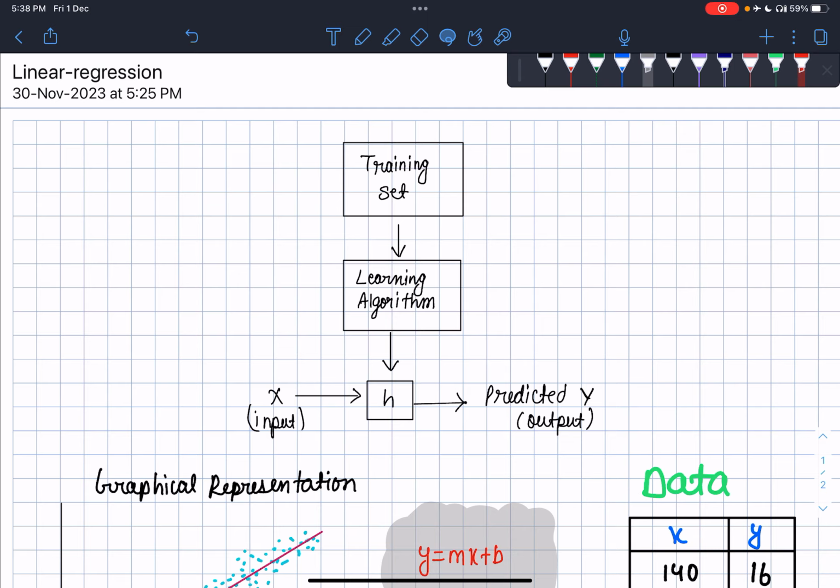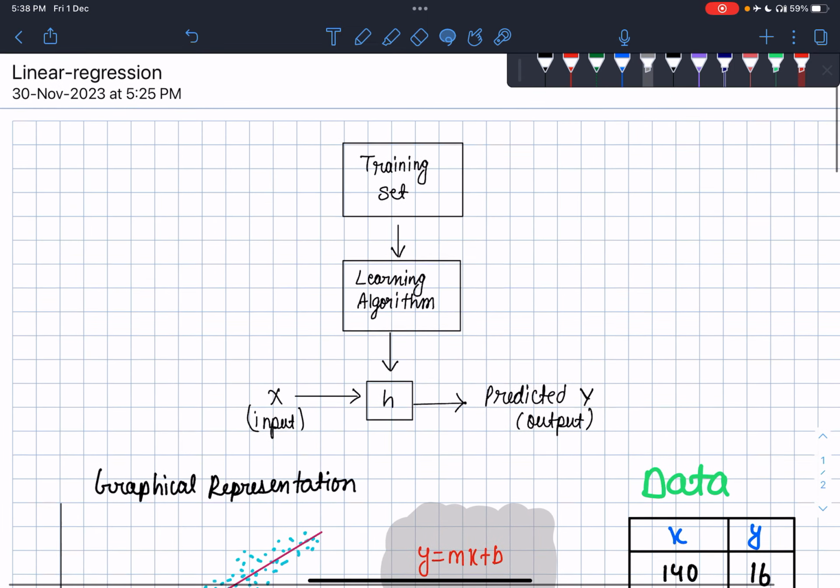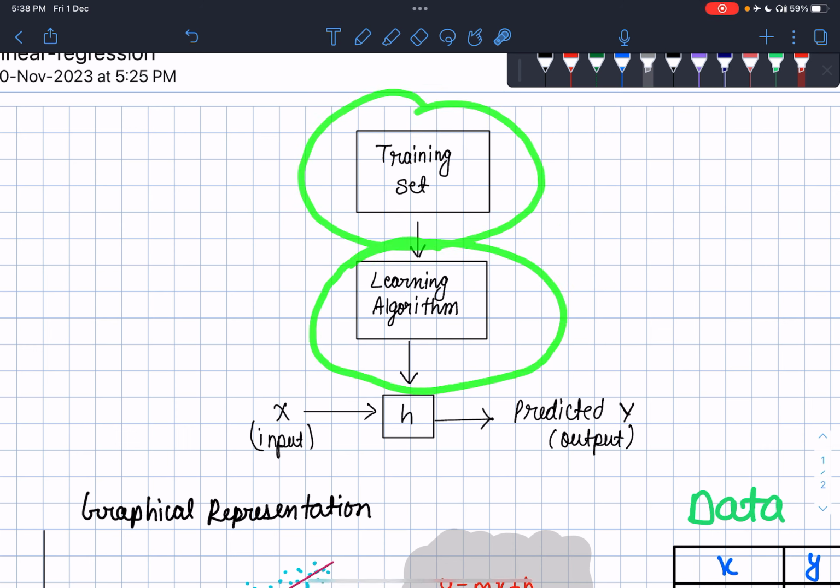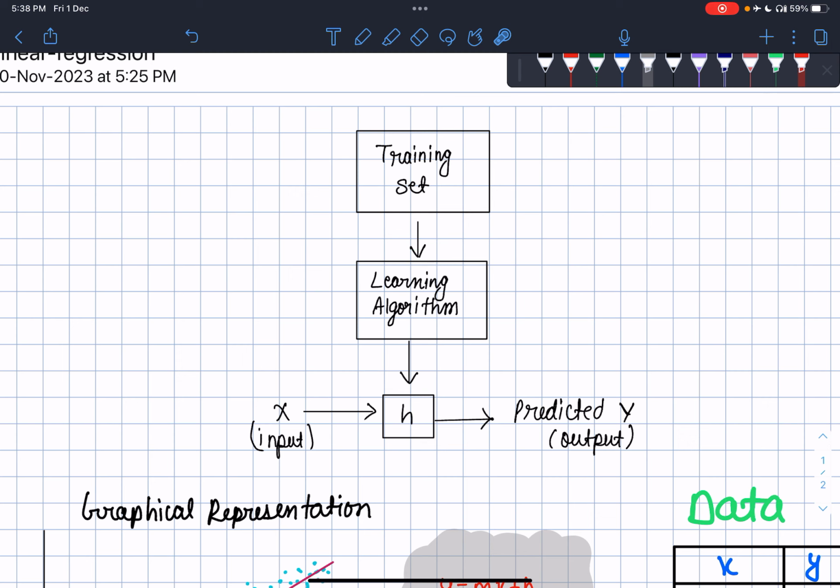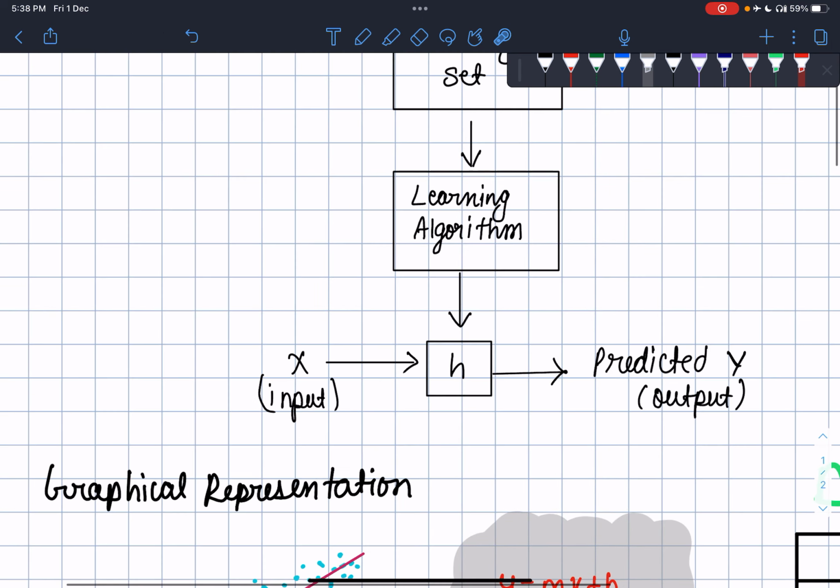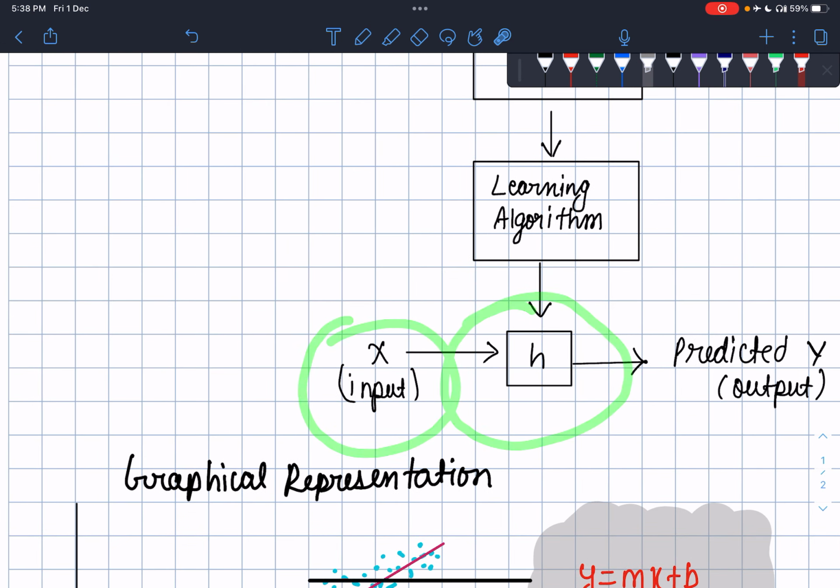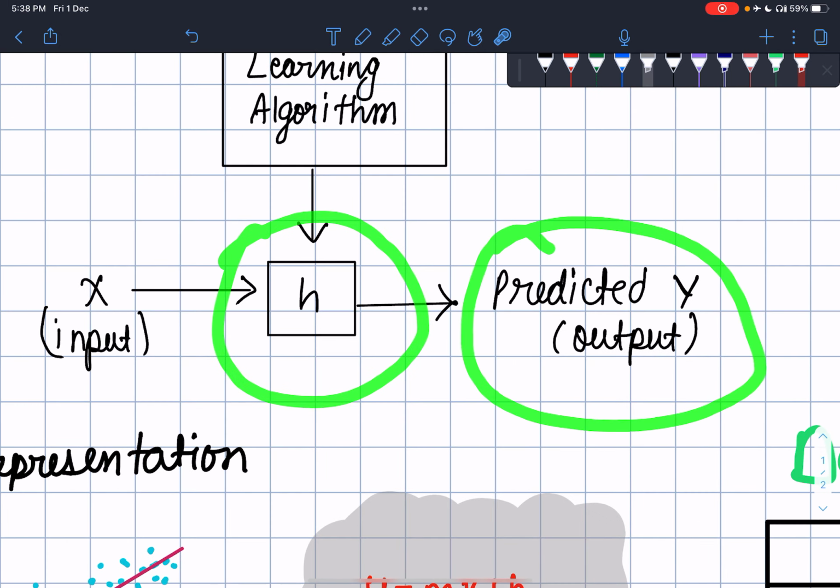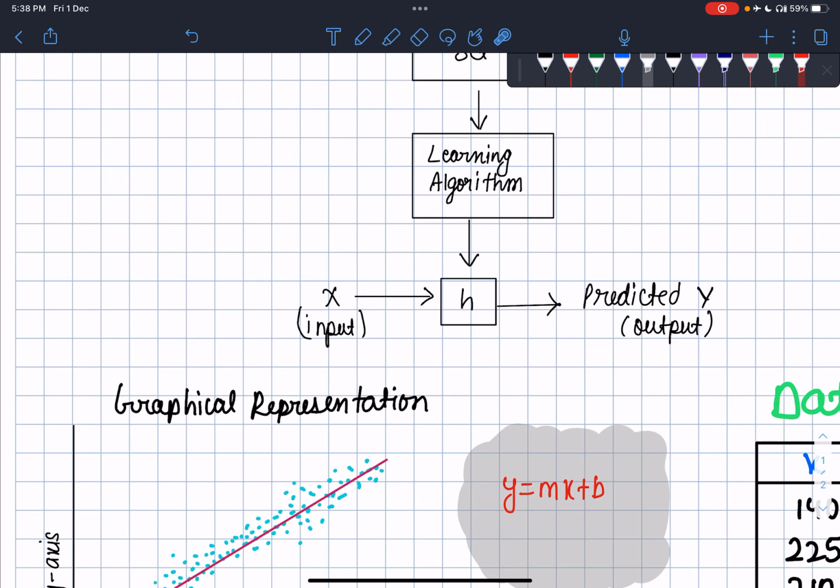I have mentioned earlier that we split the data, so we will train the data on the training set. We have a training set which we give to the learning algorithm, which is pre-built in some libraries. In the learning algorithm we have a function, and in the function we give the input x, which are the features, and after the function we get the output y, the predicted value.